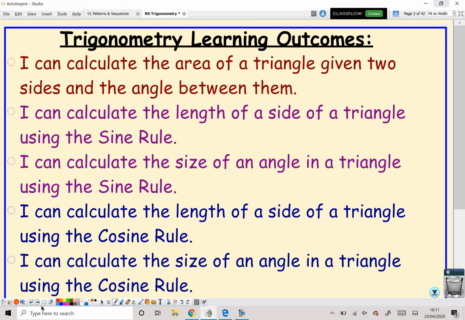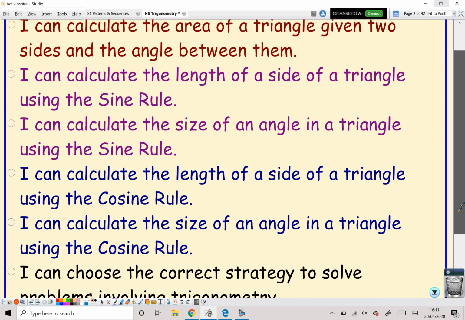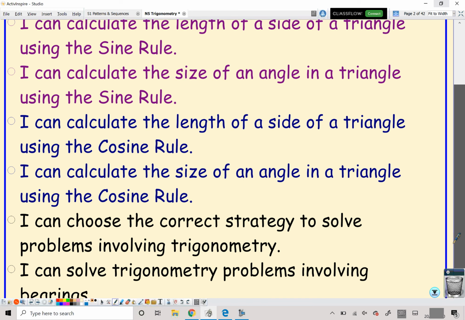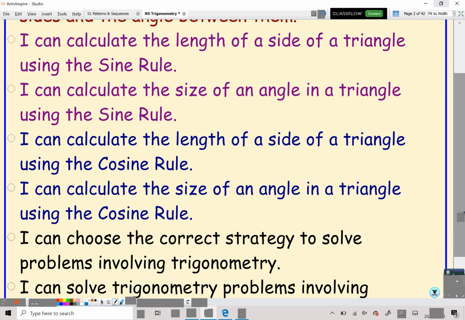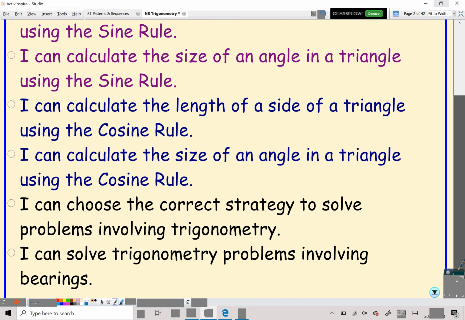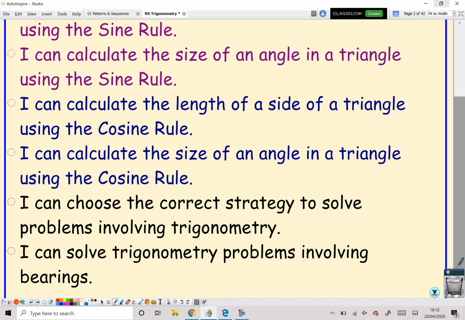So it's quite a big unit, it's quite a large part of the National 5 course. These are all the learning outcomes for it, starting with at the top, looking at how we find the area of a triangle using trigonometry, and then how we use something called the sine rule, and then the cosine rule for finding sides and angles of a triangle. And then at the bottom, the last two bullet points is about problem solving and taking a wee look at triangles involving bearings and things like that. So it's quite a big unit. It'll probably take at least a couple of weeks to get through.